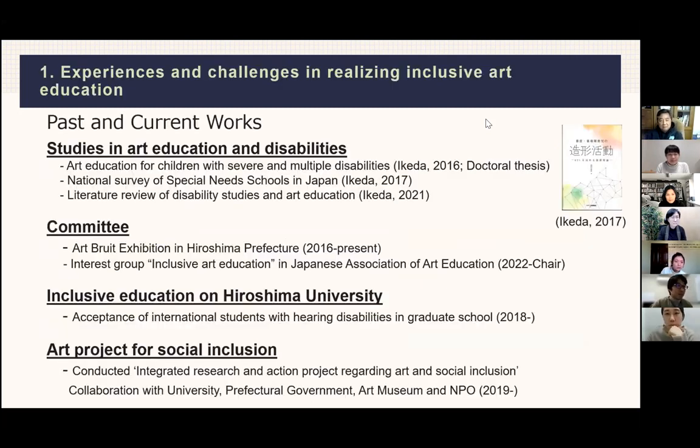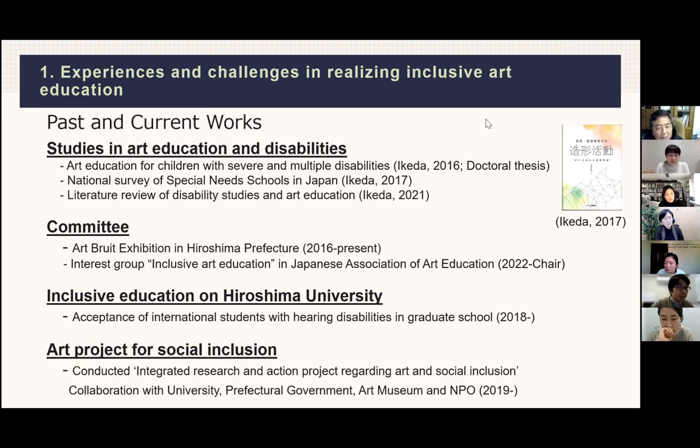This slide shows my experiences and challenges while working to realize inclusive art education, both past and current. The studies in art education and disabilities are art education for children with severe and multiple disabilities. This is my doctoral thesis that was published in 2017. A national survey of special needs schools in Japan in 2017, and a literature review of disability studies and art education last year. This is my latest work.